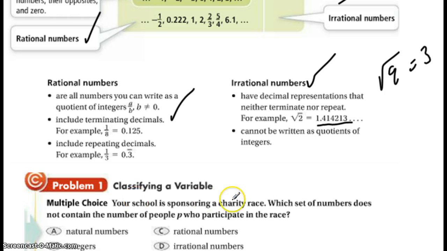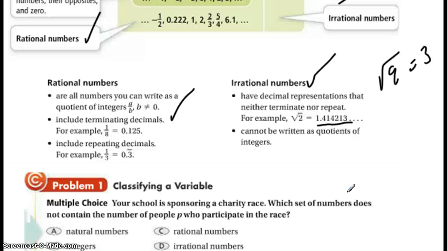Let's take a look at this multiple choice question right here. They're asking us to classify the variable, and it says your school is sponsoring a charity race. Which set of numbers does not contain the number of people, P, who participate in the race? So they're trying to find out which one of the subsets would not represent people. Well, one thing I do know about people is that they're whole people. There's no half a person or a third of a person.